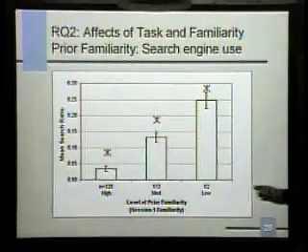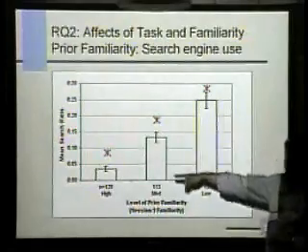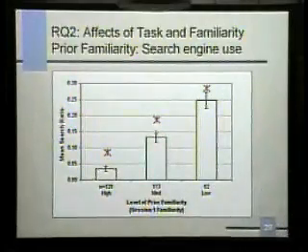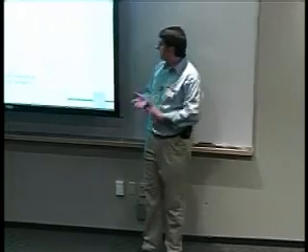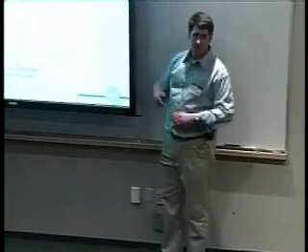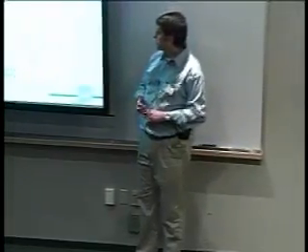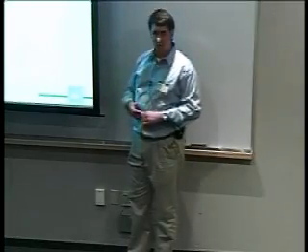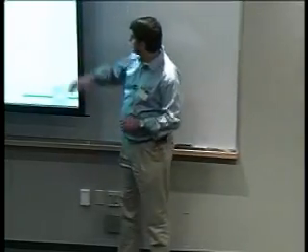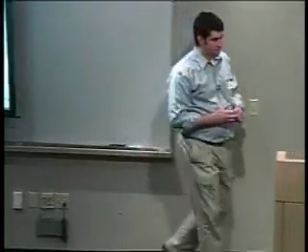And this was a very nice stacked result here. All 3 of these are significantly different from each other. So high, medium, and low familiarity all corresponded to different levels of search. So, the more familiar you are, it seems like there's kind of a linear looking model here in terms of how much you use search.